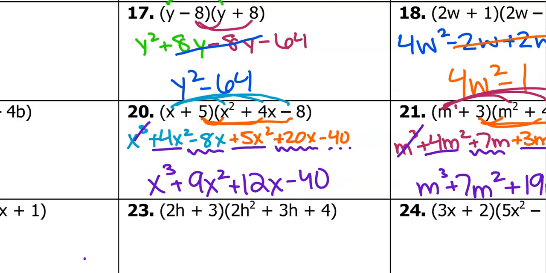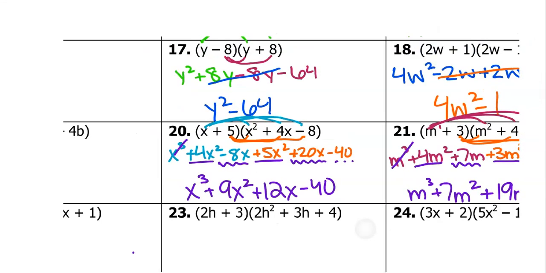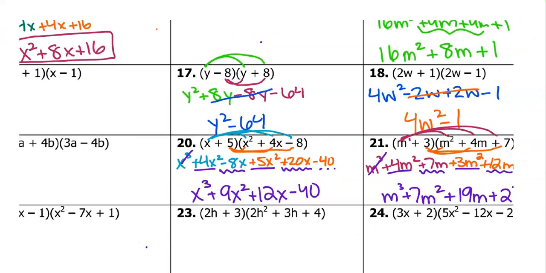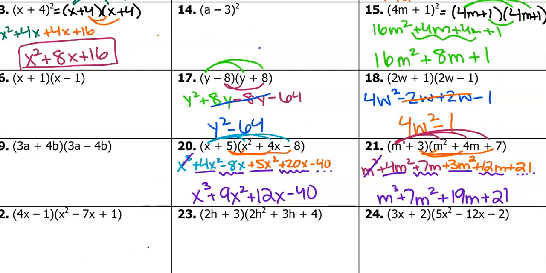How'd we do? Pretty good? Yeah. Okay. I got 12x. Okay. That's good. How did we get 12x? It was negative 8 plus 20.